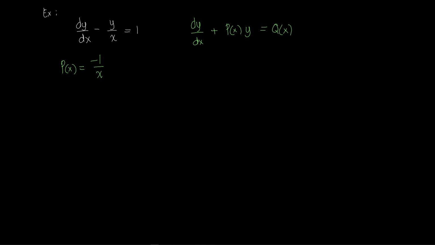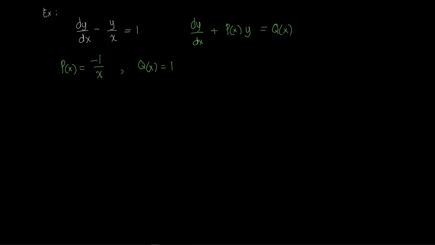Then we have y. So we extracted the negative 1 over x, and that is our p of x. And then we have y. So our q of x is none other than the 1. So q of x is equal to 1. Okay, then let's follow the steps that we have.